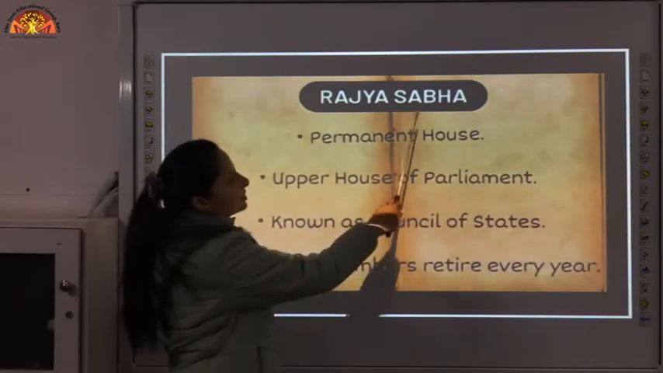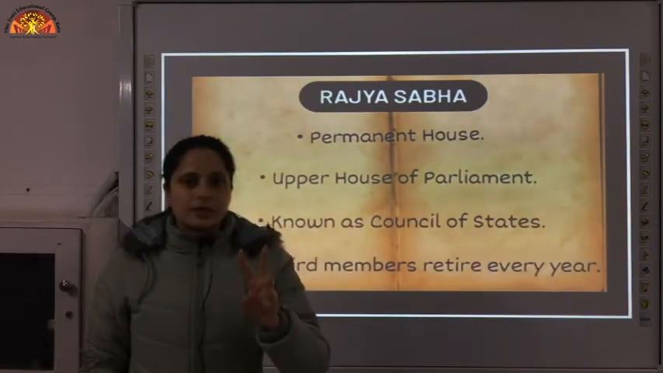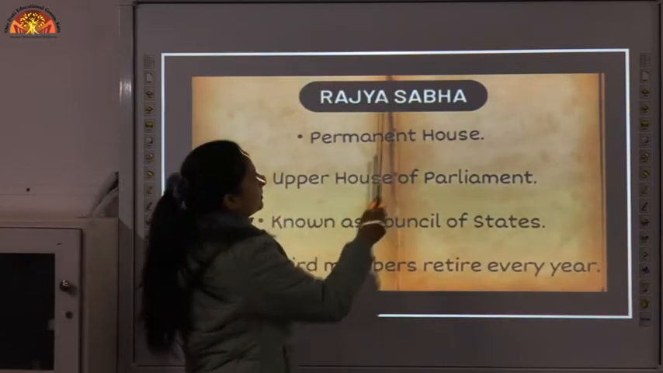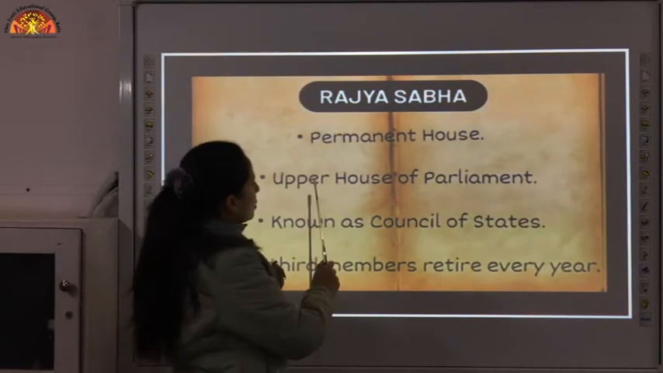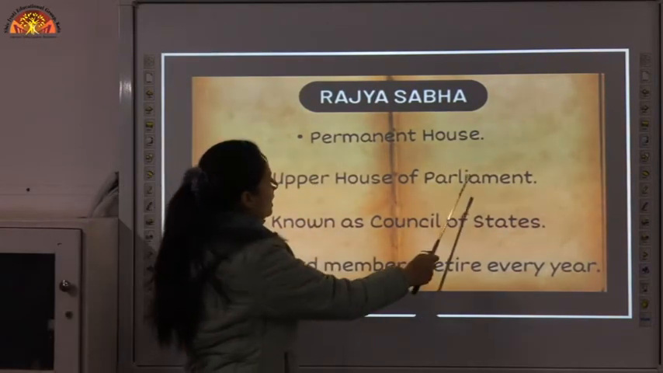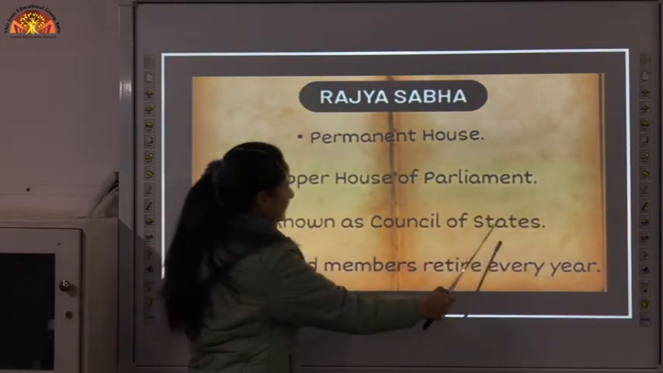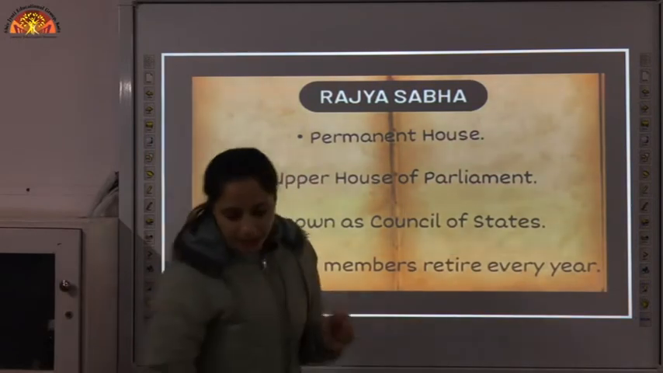Now we'll talk about Rajya Sabha, which is the second house. We have two houses in the parliament, Lok Sabha and the Rajya Sabha. Rajya Sabha is called the permanent house, and it is also the upper house of parliament. It is known as the Council of States. One third of its members retire every year.